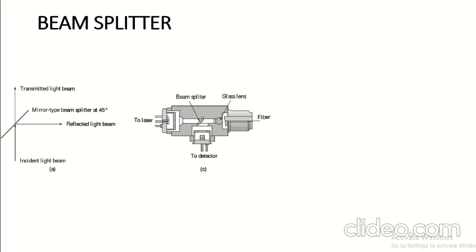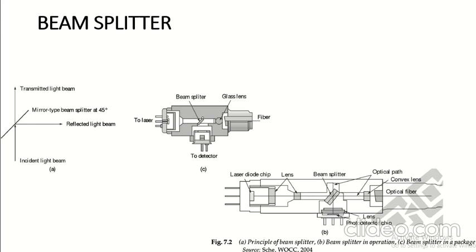So today's lecture is about the beam splitter, another application where MOEMS technology can be implemented. This is the diagram representing the working of a beam splitter. Figure A is the principle of the beam splitter, Figure B is the beam splitter in operation, and Figure C is the beam splitter in a package.